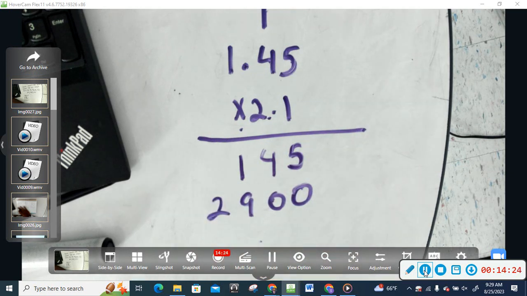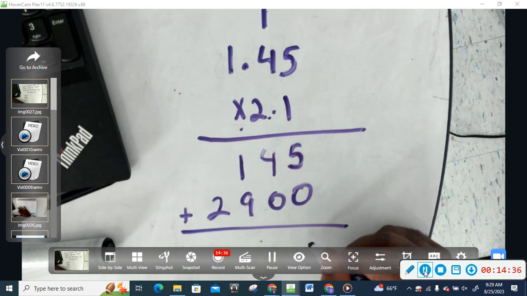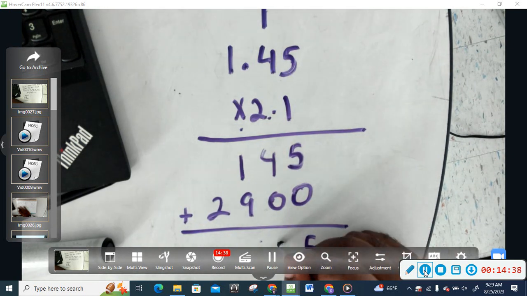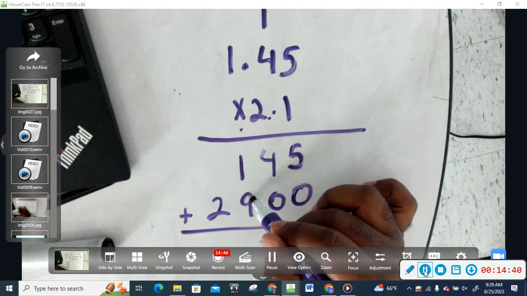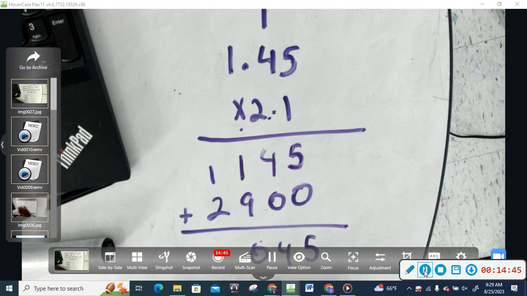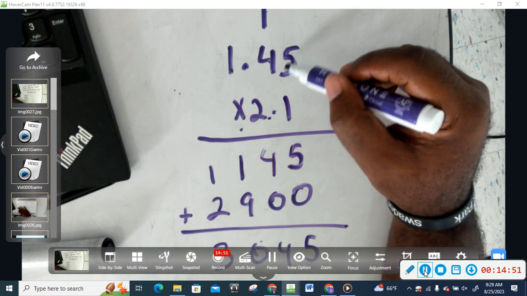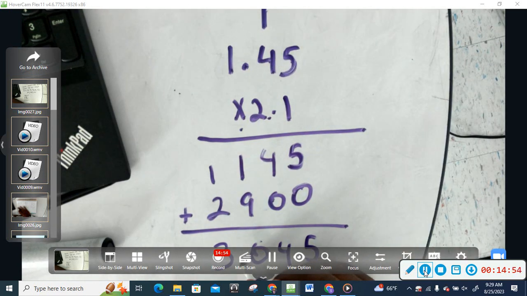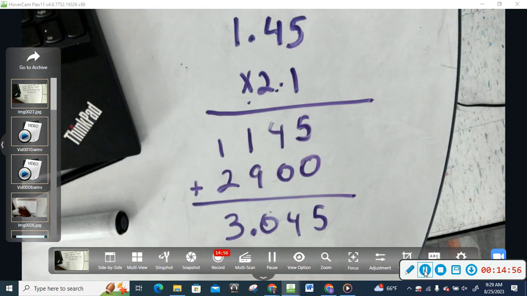Boom. All right, now I add. I made a simple rookie mistake. It's all good. It happens. We're only on week 1 here. So 5 plus 0 is 5. 4 plus 0 is 4. 1 plus 9 is 10, so I go 0, carry the 1. All right, and then 1 plus 2 is 3. All right, now I figure out my decimals. 1, 2, 3. Boom. 1, 2, 3 behind the decimal.